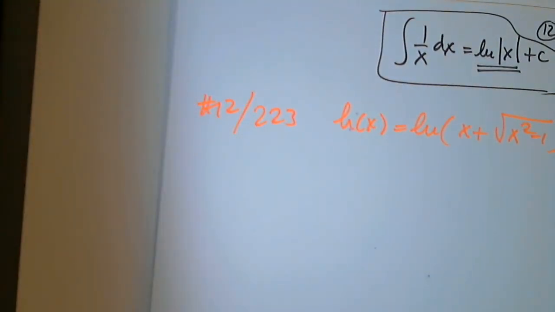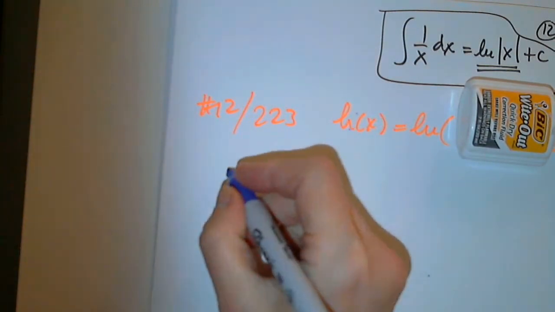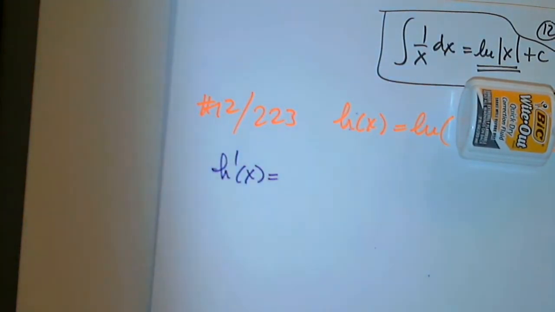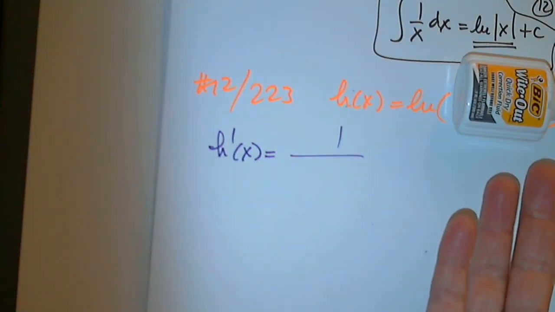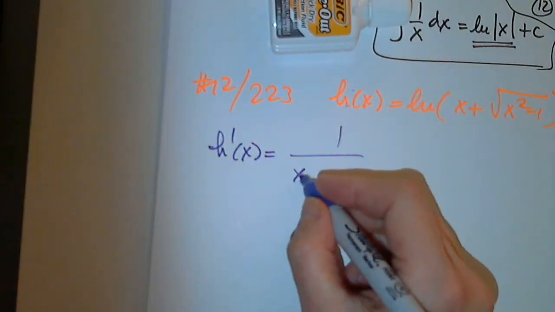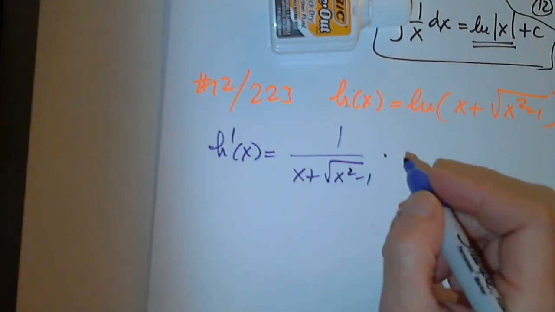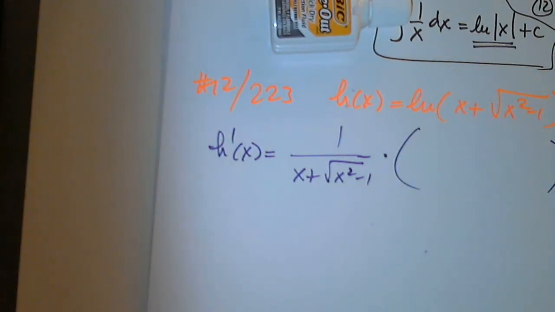Okay, so I see a natural log of a function. Again, I imagine that that is not there, so for now. So I have h prime, which is obviously 1 over whatever that is. Natural log of a function prime is 1 over the function. Let's see. So it's x plus the square root of x squared minus 1. But since this is not plain x, I have to multiply by the derivative of that function. Is this okay? Are you with me? Yes?